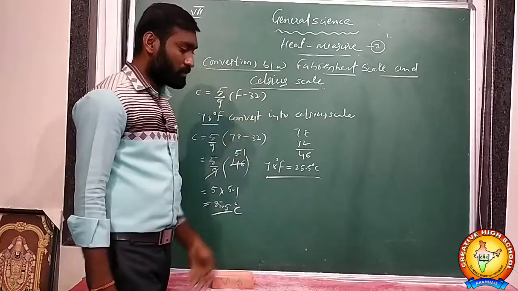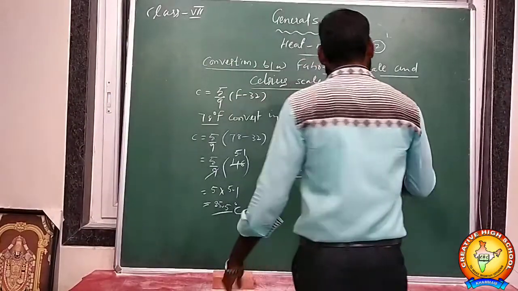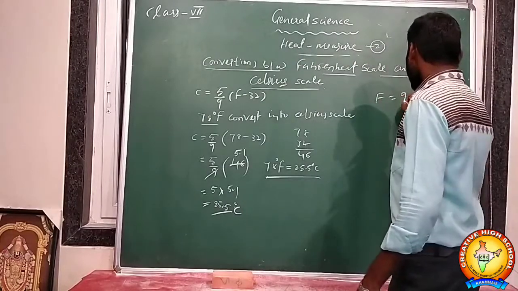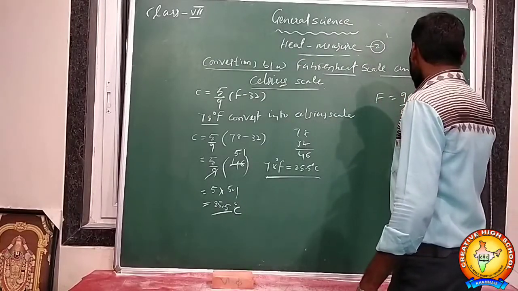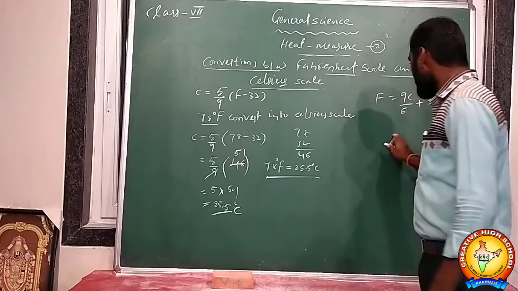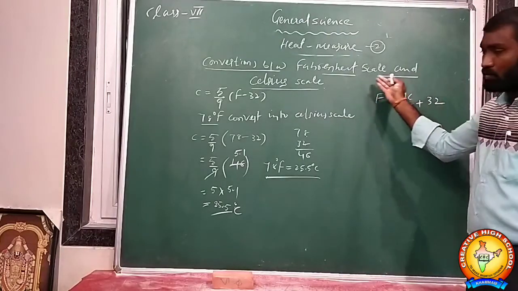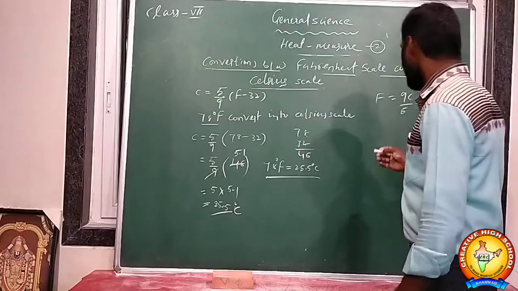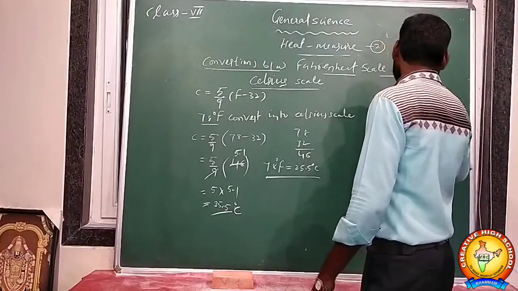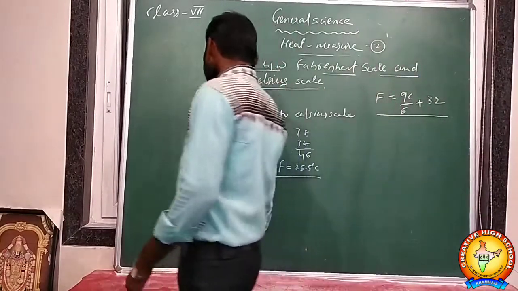Now we have another formula for conversions. F is equal to 9C by 5 plus 32. This is the formula used to convert from the Celsius scale to the Fahrenheit scale.